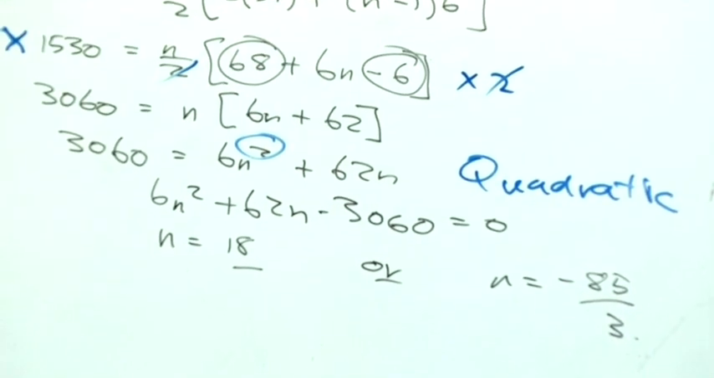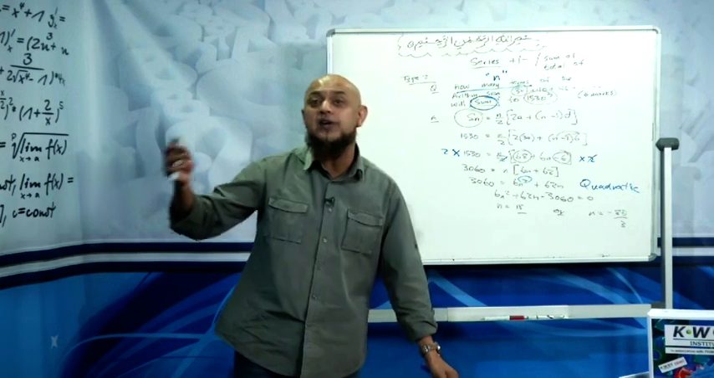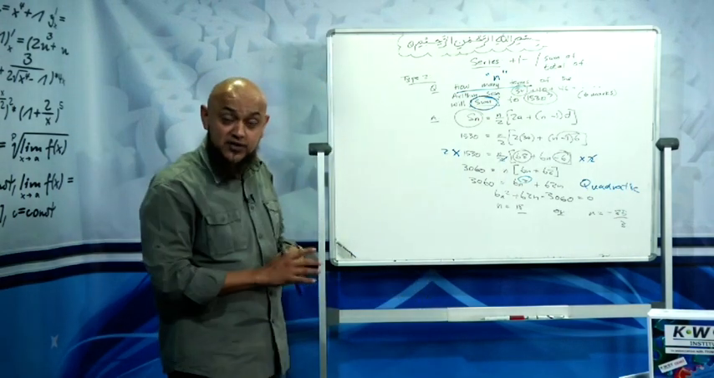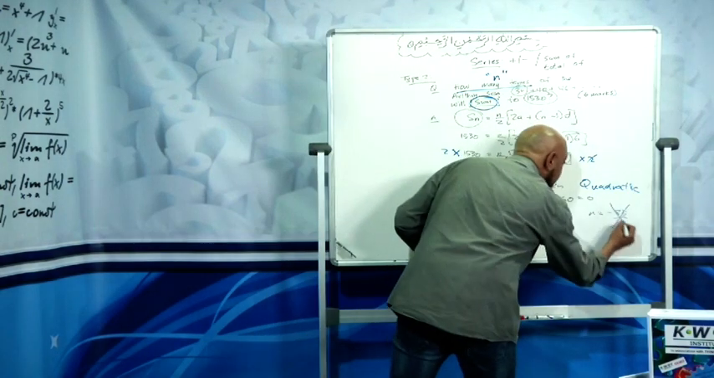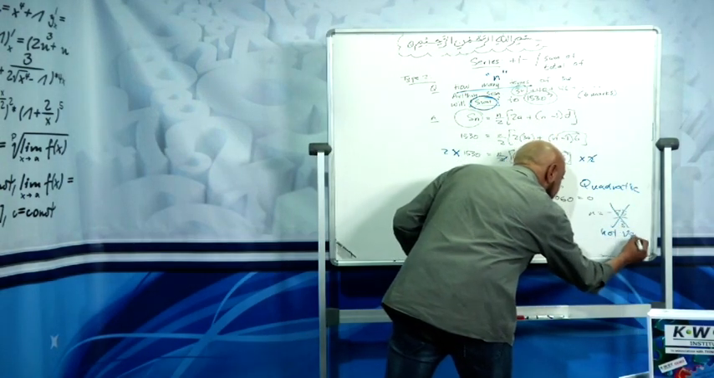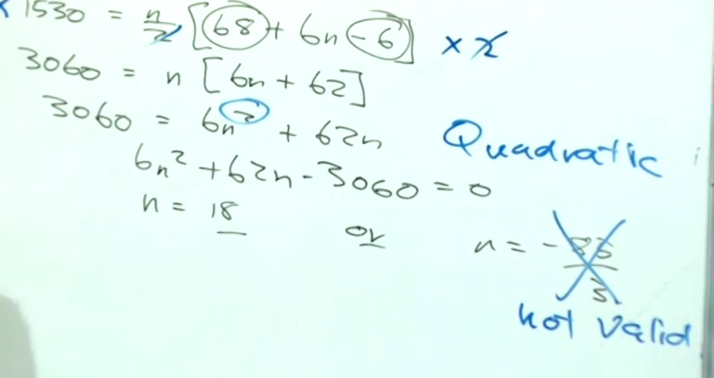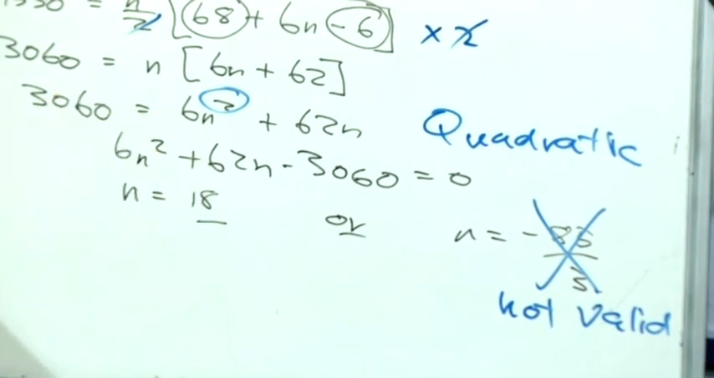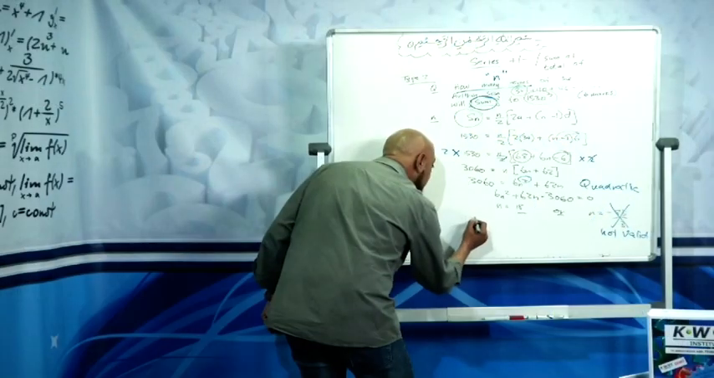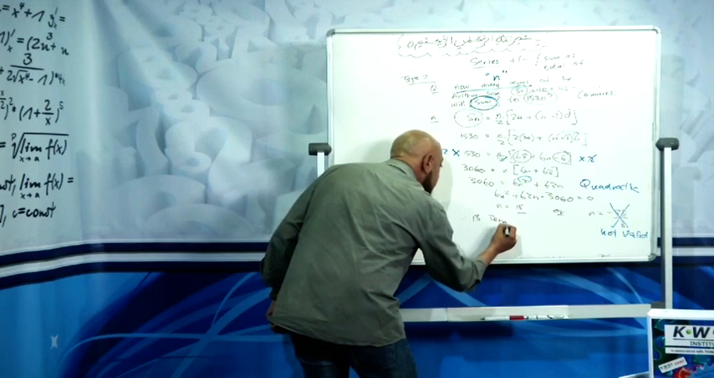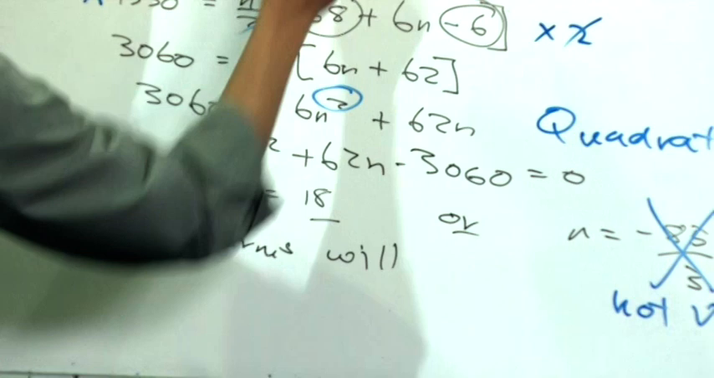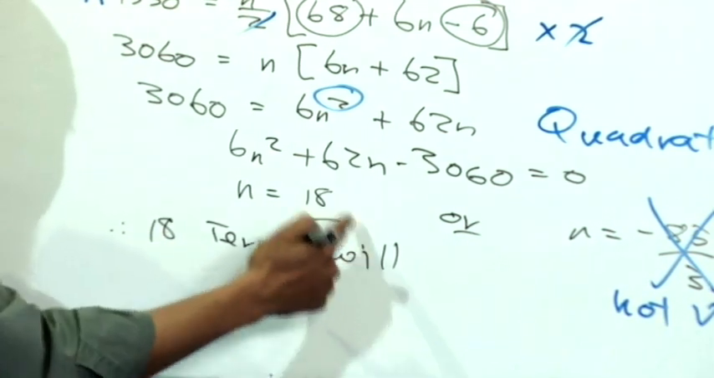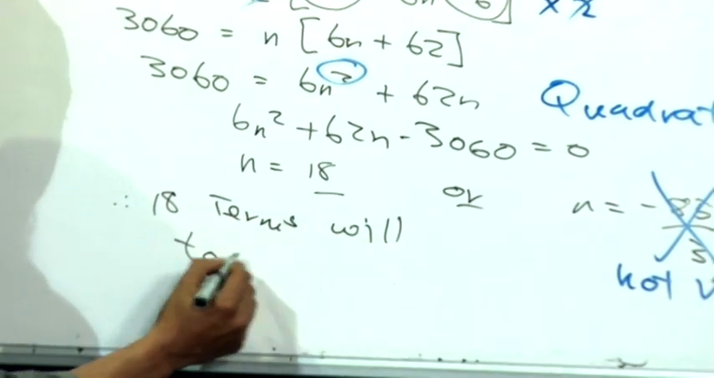Boys and girls, what do we know? Our number of terms. Can you ever have a negative number of terms in a sequence or a series? No. So that one is not valid. And here we go. So n is equal to 18 terms. So now you must say, therefore, 18 terms will sum to 1530, because they asked you how many terms will sum.